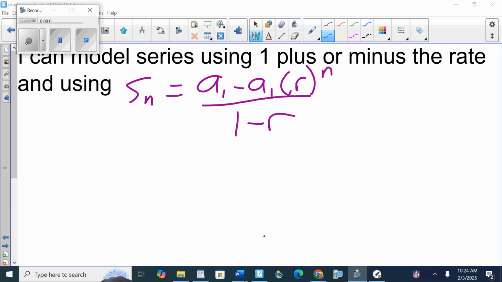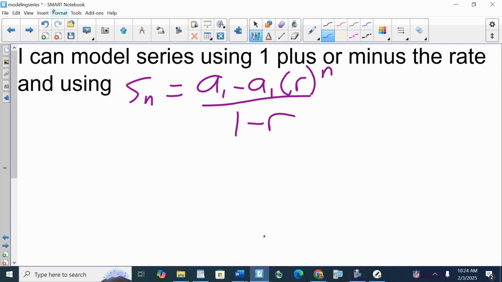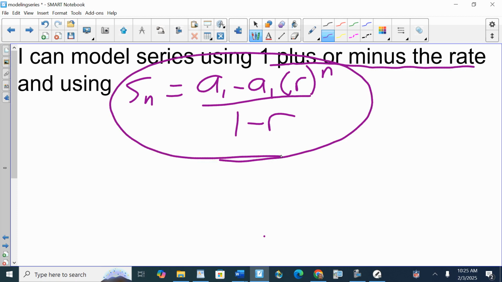Hello everybody, very important lesson here. I can model series using 1 plus or minus the rate. We've talked about that already. And using the series formula, Sn equals A1 minus A1R to the n over 1 minus R. This is given to you on the reference sheet.